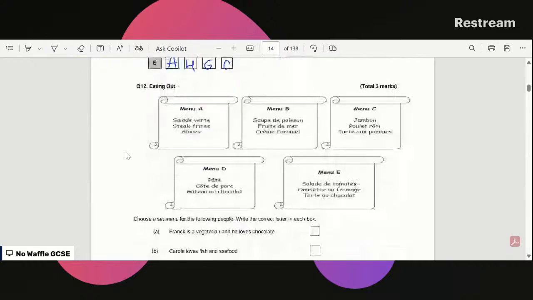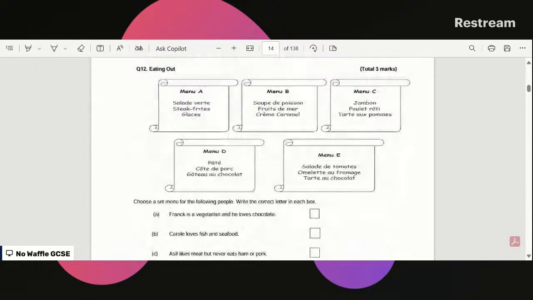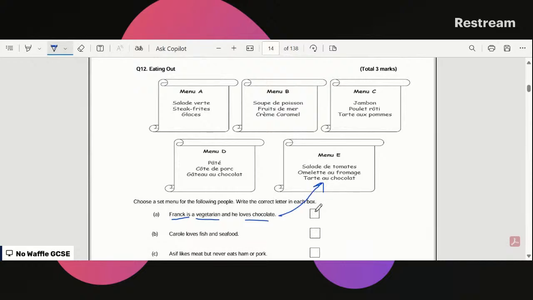Okay, eating out. So you've got different foods here again. Choose a set menu for the following people. So Frank is a vegetarian, dodgy spelling of Frank here, and he loves chocolate. Okay, so vegetarian, we're looking for légumes, anything that doesn't have meat in it. So you've got salade verte, steak, that doesn't work. Soupe de poisson, no, that doesn't work. Jambon, no, that doesn't work. Menu D is pâté, no, that doesn't work. The last one is salad with tomatoes, and he loves chocolate, and that is chocolate tart, so that works there.